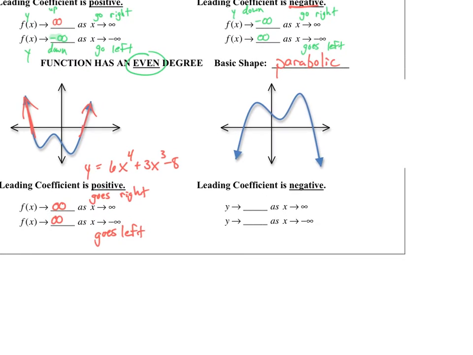The second one, when the leading coefficient is negative. What if we have something like negative 2x to the fourth minus 8? The leading coefficient is negative 2. So no matter which direction you go, your graph is going to be pointing down at the end. If you go to the right, it points down. If it goes to the left, it points down. Left and right, they're both going down, and that's because the leading coefficient is negative.